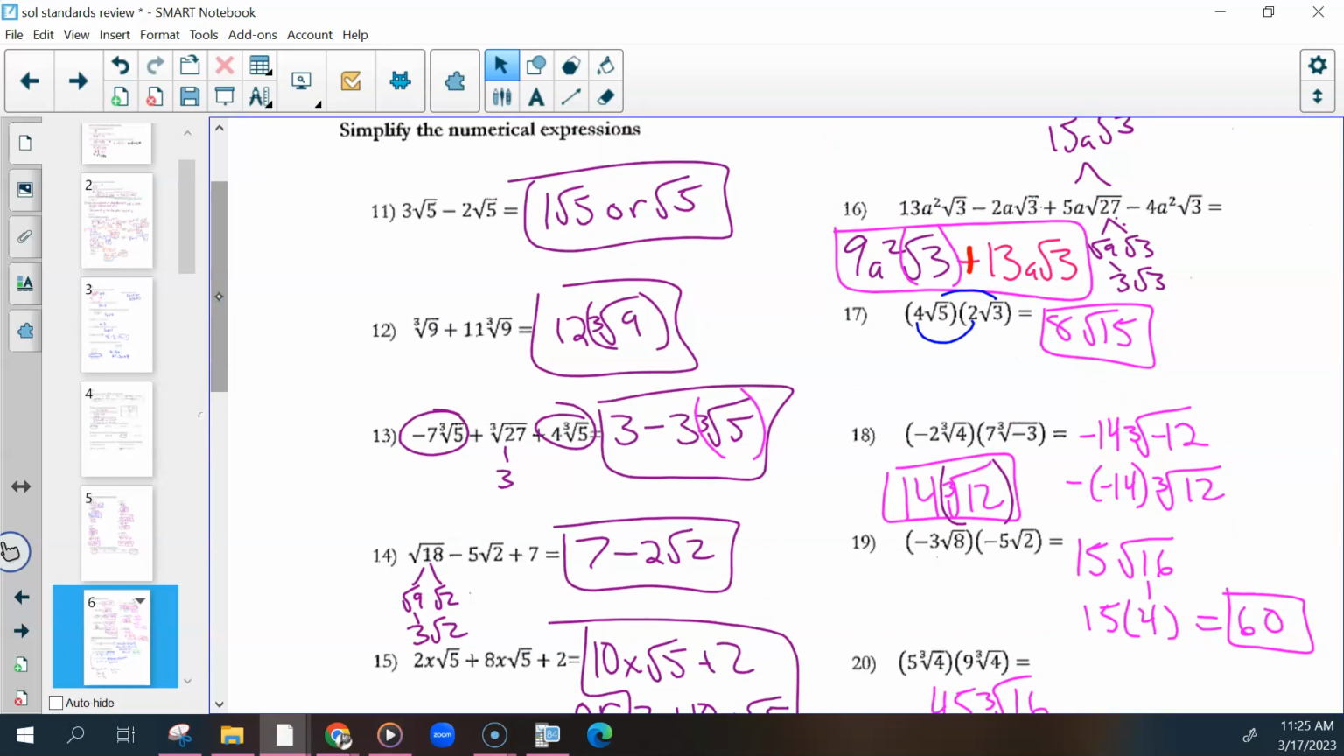Was 9a squared times the square root of 3 plus 13a times the square root of 3. Not only are you combining like radicals or radicands, but you're also combining like terms with the a being squared and it not being squared.